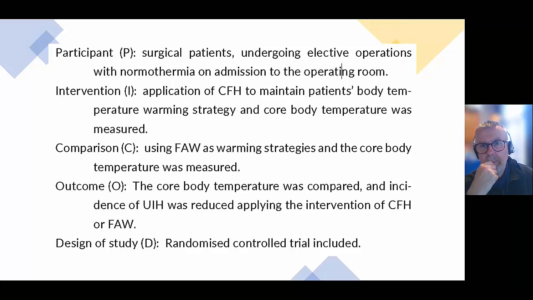I, the intervention, is the application of CFH, i.e. the carbon fiber polymer fabric resistive heating, to maintain the patient's body temperature as a warming strategy. C is a comparison against which the intervention is compared, and this is the use of FAW, the forced air warming, as a warming strategy. O is the outcome, and this will be the careful monitoring of core body temperature for the patients and the incidence of unintentional intraoperative hypothermia, or UIH. And finally, D, the design type of study. Well, in this case, this will be a series of randomized controlled trial papers.